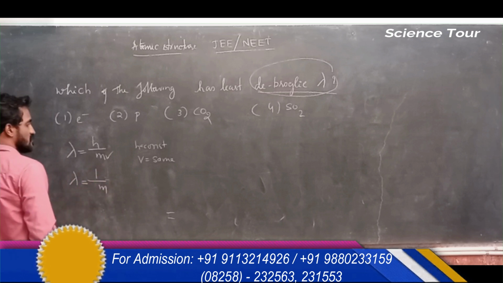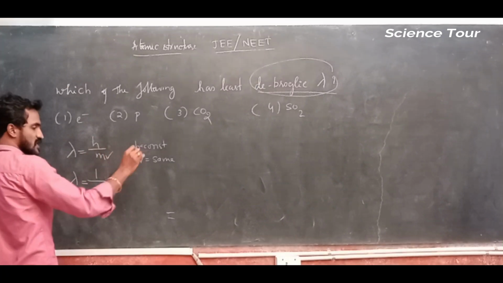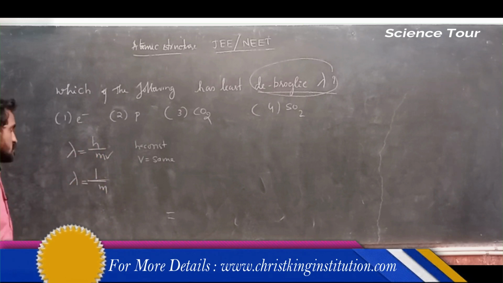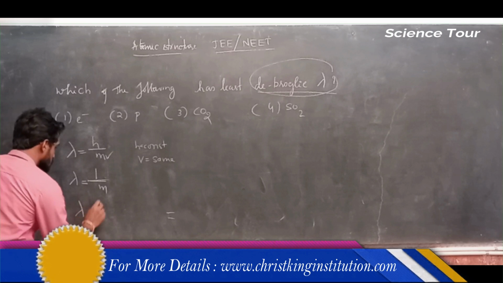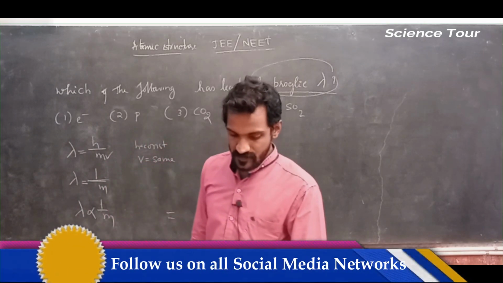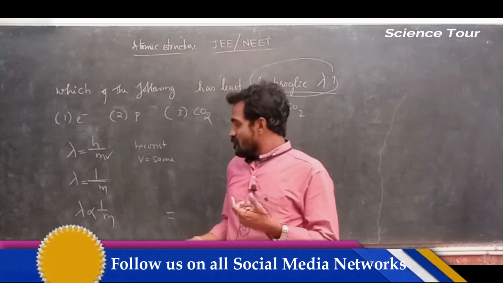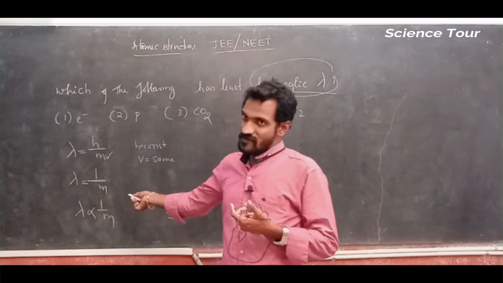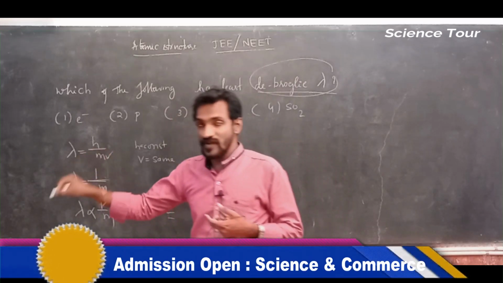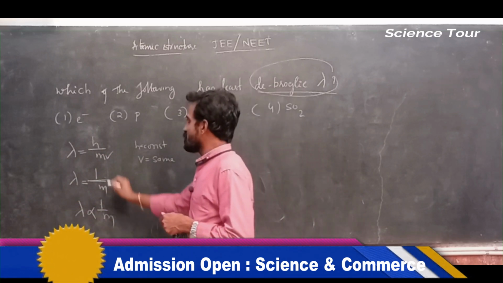So the remaining part is h and v. See, h is constant, v you just neglect that part, and the remaining is 1 by m, means 1 by mass. That means lambda is inversely proportional to mass. So that means wavelength increases with the decrease in mass, or mass increases, wavelength decreases. Correct? Vice versa.